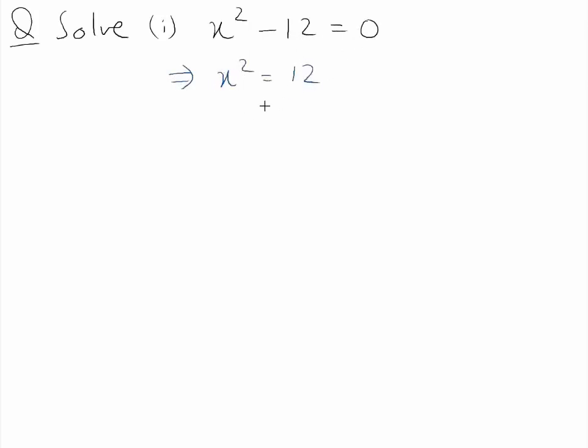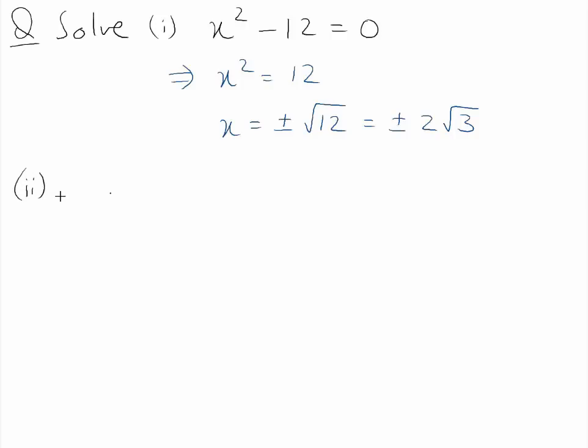Let's do a few questions. Question: solve x square minus 12 equals 0. To solve this, we will take 12 on the other side. So we can write x equals plus minus under root 12. Now 12 we can write as 4 multiplied by 3, so that will become 2 root 3. So the roots of x square minus 12 are plus 2 root 3 or minus 2 root 3.